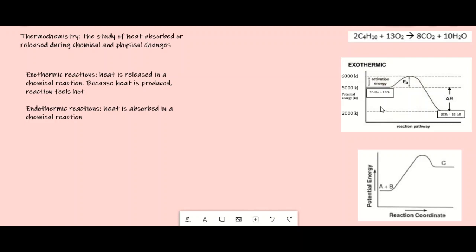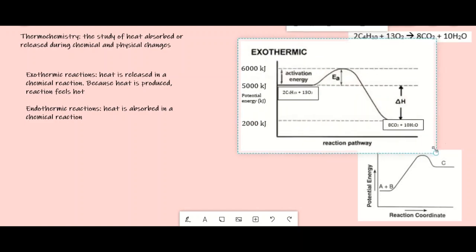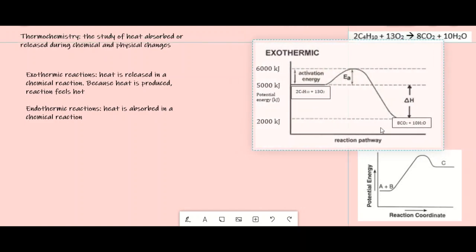There are a couple of things to note. You can see that the reactants start at 5,000 kilojoules, that's how much energy they have, and at the end of the reaction they have 2,000 kilojoules. So we have a bit less. Let me make this a little bigger so you can see it a bit better. All right.